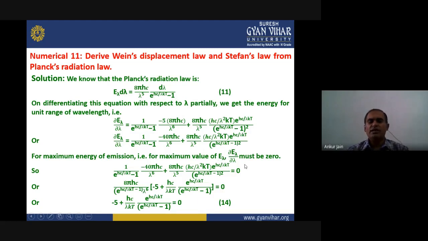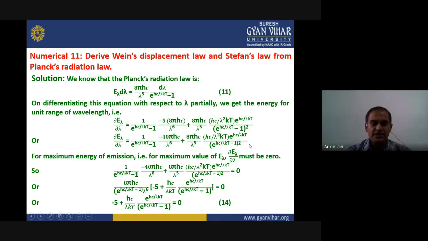Now there is a condition: if we want the maximum value of any term, then the differentiation of that term should be 0. So for the maximum energy of emission, I mean for the maximum value of E lambda, the differentiation of this with respect to wavelength, that means del E lambda upon del lambda, should be equal to 0. And putting this condition in this equation, we get 0 equals to both these terms.